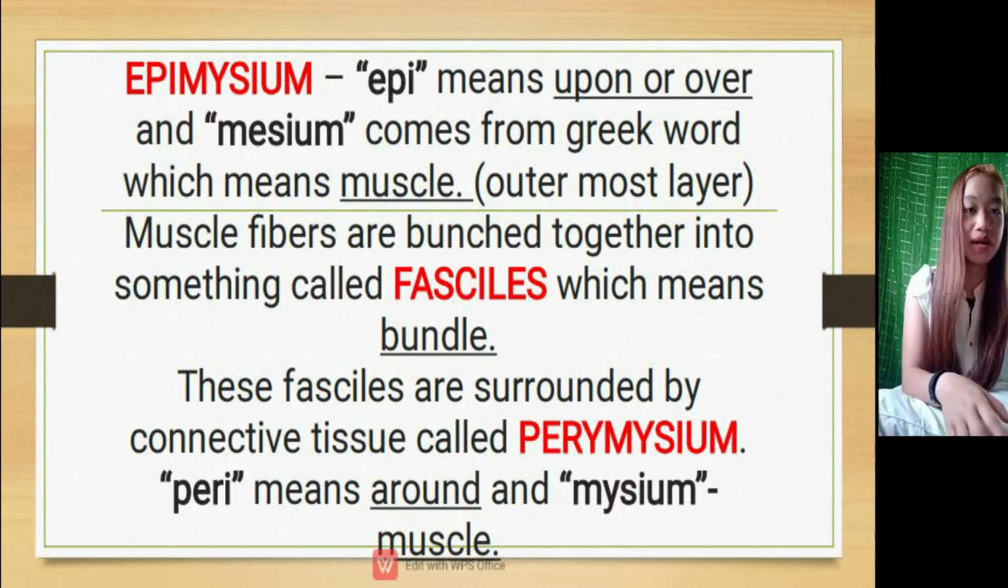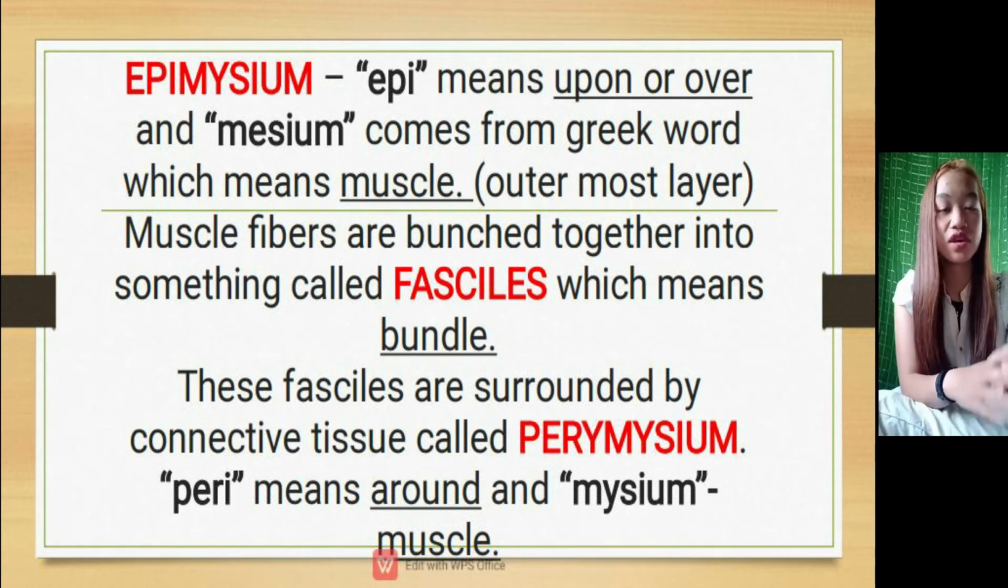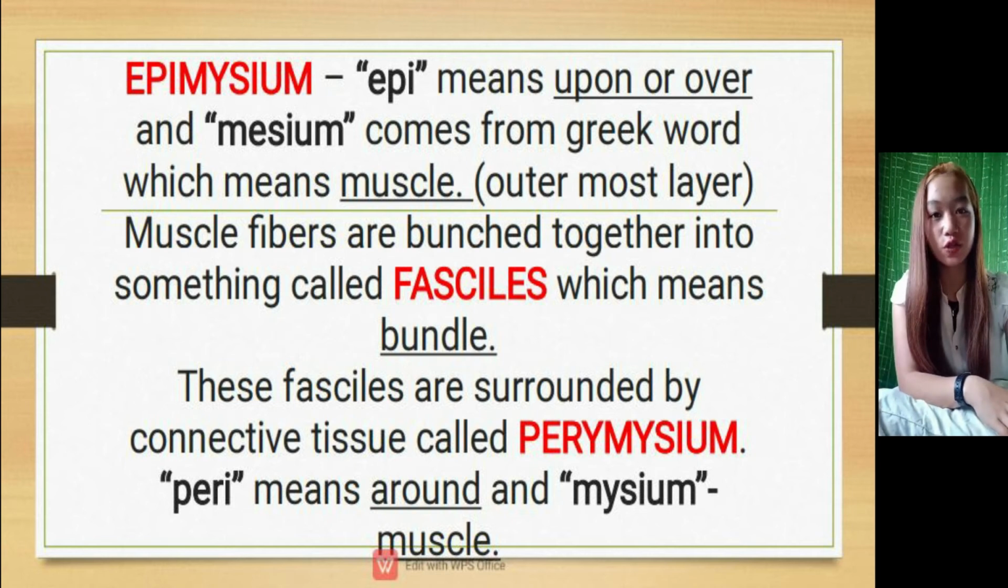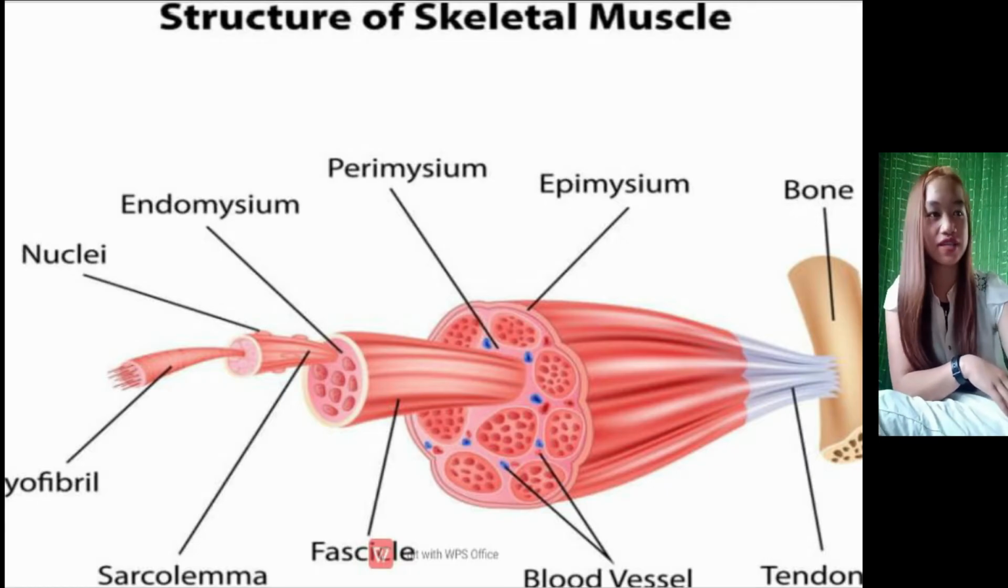And these muscle fibers are bunched together into something called fascicles, which means bundle. So, these are the fascicles. And these fascicles are surrounded by connective tissue called perimysium. So this is the perimysium, and this surrounds the fascicles. Peri means around and mysium means muscle. So these are muscles around the fascicles.